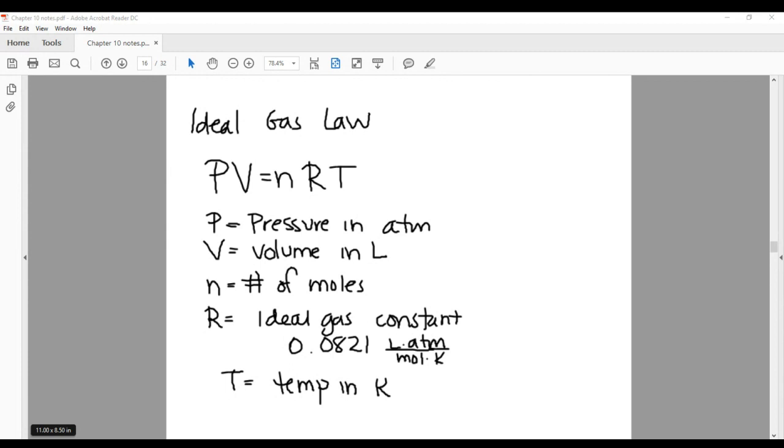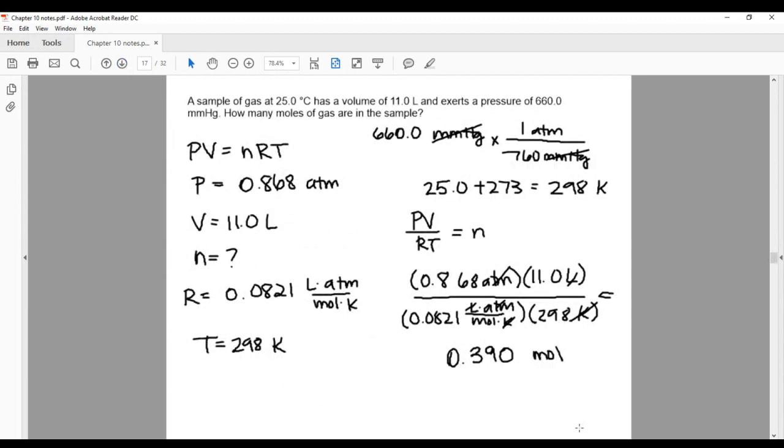So let's look at an ideal gas problem. A sample of gas at 25 degrees Celsius has a volume of 11.0 liters and exerts a pressure of 660.0 millimeters of mercury. How many moles of gas are in the sample? So I'm given temperature, I'm given volume, I've been given pressure, and I want to know number of moles. So I have to use the ideal gas law. I don't have any choice because I have all of these variables.